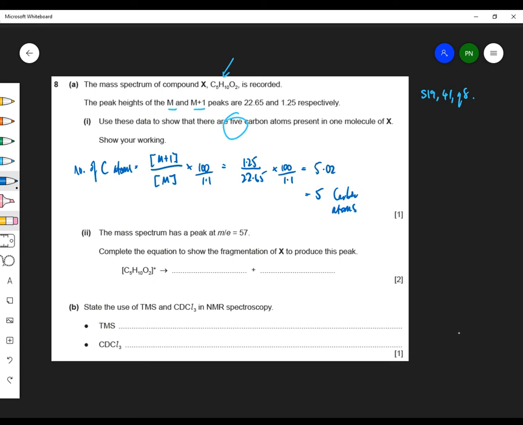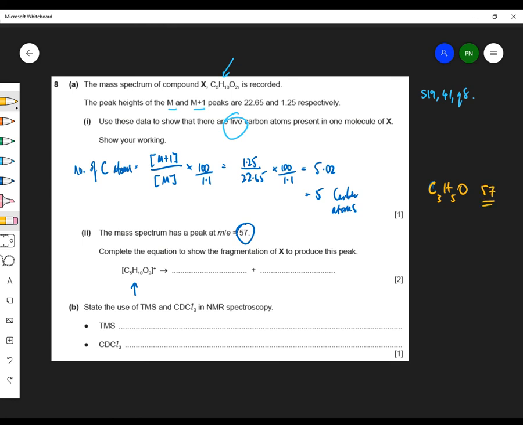Now, the mass spectrum of X has a peak at 57. This is the molecular ion. So now we've got to find something that's 57. You need a calculator to do this, really. I'm going to go C, CHO. Let me put numbers in. C2 is 24, a long way to go. Let's go C3, 36. 36 plus 16 is 52. There you go. That's 57.